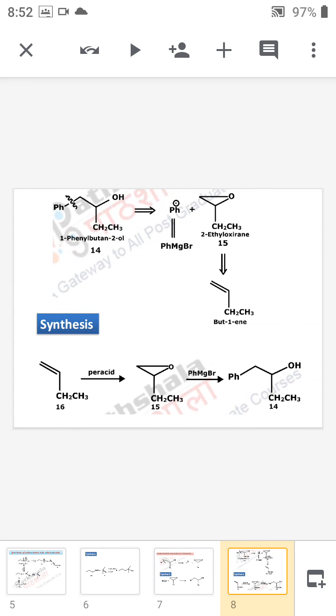Now we are moving into the second example. See here, this is also a secondary alcohol, and if you are disconnecting, we will get a Ph minus and an epoxide, and when we develop them, we will get a Grignard reagent and an epoxide. This is the synthesis of the molecule.